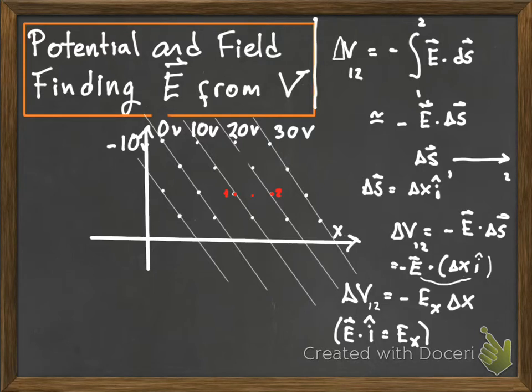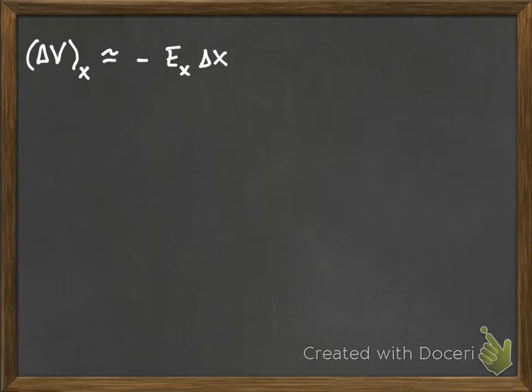So we see that by taking the difference in voltage between point 1 and point 2 and dividing by the distance between point 1 and point 2, with a negative sign in front, we can get the x component of the electric field. That's what I mean by putting the x next to the delta V: the 2 points that we're evaluating are horizontal. So that gives us the x component of the electric field at the point of interest.